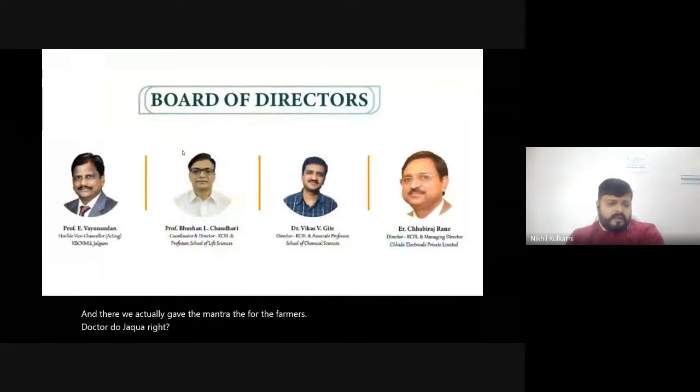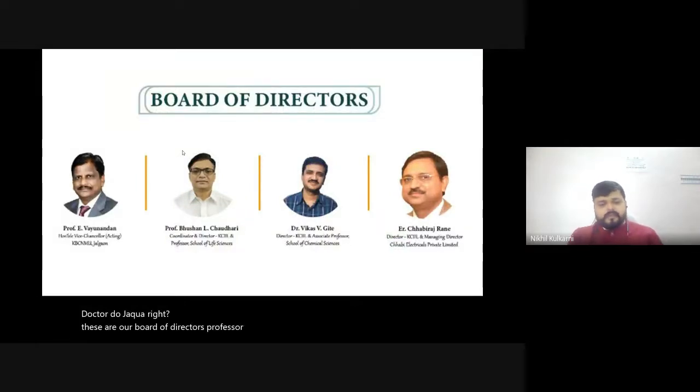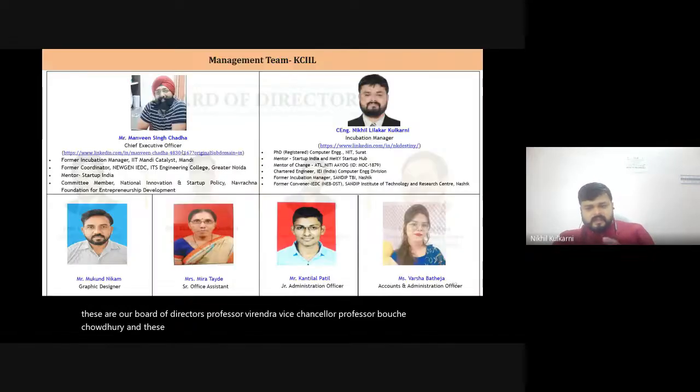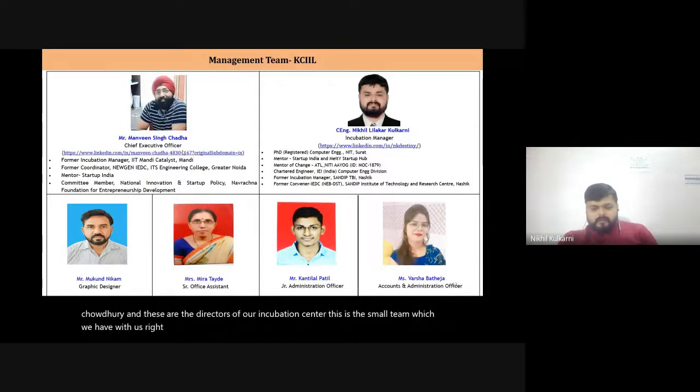These are our board of directors: Professor B.Y. Ranjan as vice chancellor, Professor Bhushan Chaudhary, Vikas Gite sir, and Rane sir. These are the directors of our incubation center. This is the small team which we have with us right now. With the support of this team, we are well equipped to support you people.